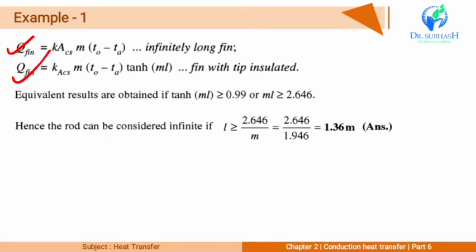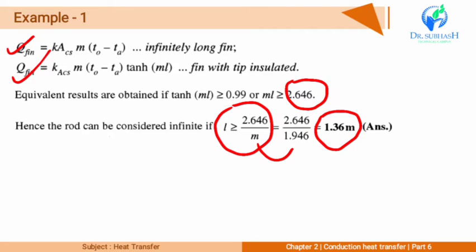So equivalent results are obtained if tanh(mL) is greater than or equal to 0.997, or mL is greater than or equal to 2.646. So the rod can be considered infinite if L is greater than or equal to 2.646 divided by m. Putting in the value of m, already calculated as 1.946, the length of the rod when considered infinite is equal to 1.36 meter.